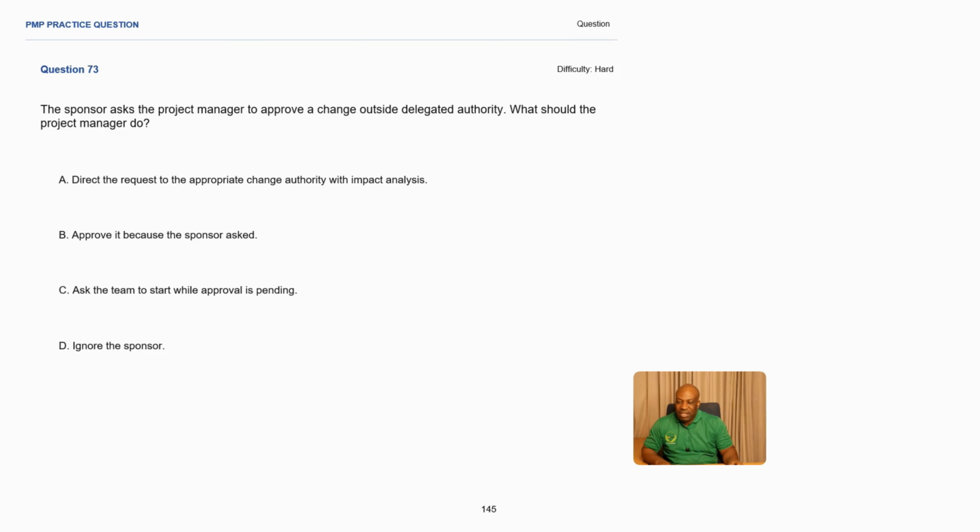Practice question number 73. The sponsor asks the project manager to approve a change outside delegated authority. What should the project manager do? Okay. So the sponsor is asking the project manager to approve a change that is outside the project manager's authority. What should the project manager do? A, direct the request to the appropriate change authority with impact analysis. It makes sense because this is beyond the delegated authority, so it has to go to someone else beyond the project manager.